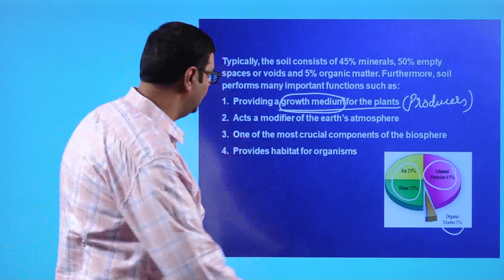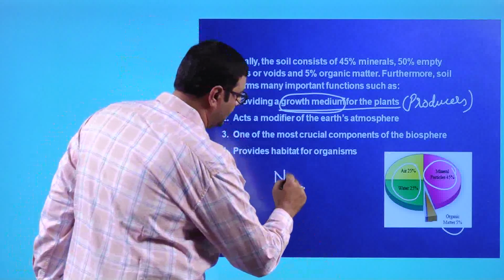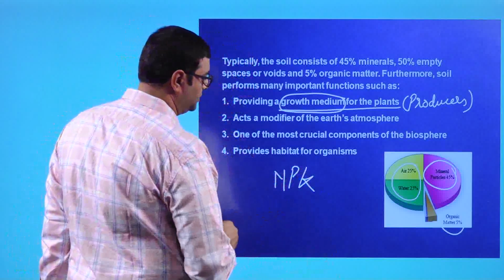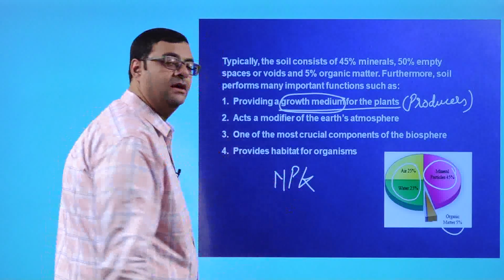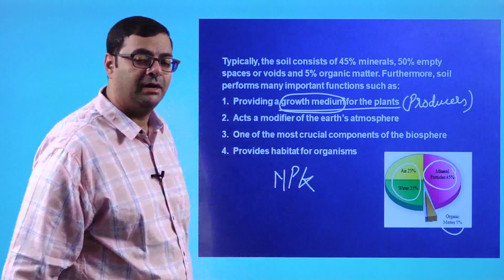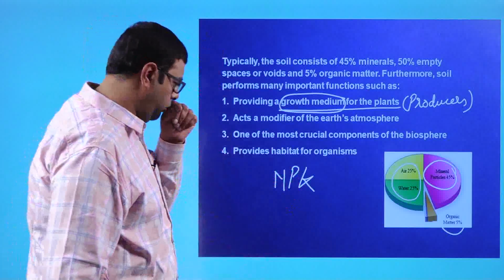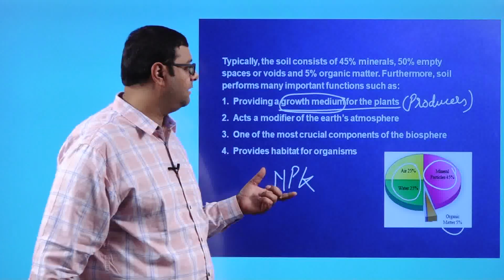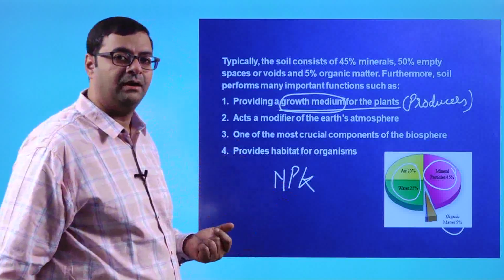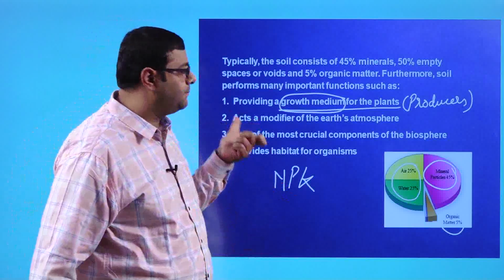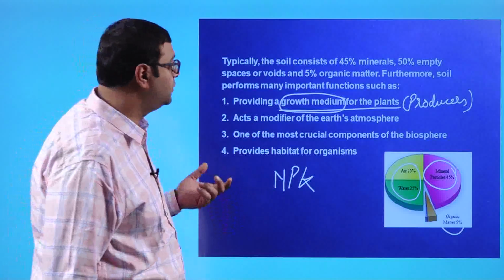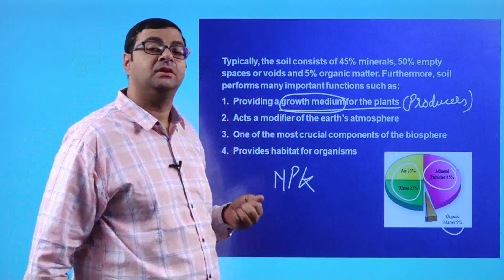Say for example, you have NPK, nitrogen, phosphorus and potassium, which are the major things. Then you have calcium, which is required by the plant. Then you will have water, which is required for the plant. Then you have the sap, which is required for the root to absorb. So all these nutrients come under the growth medium.